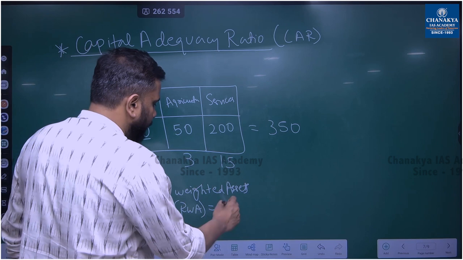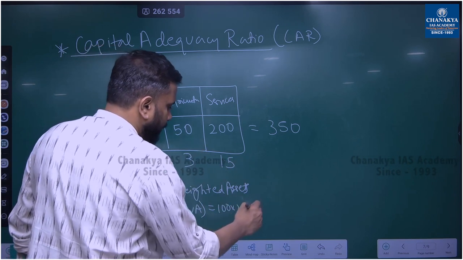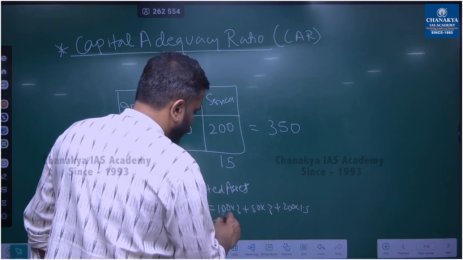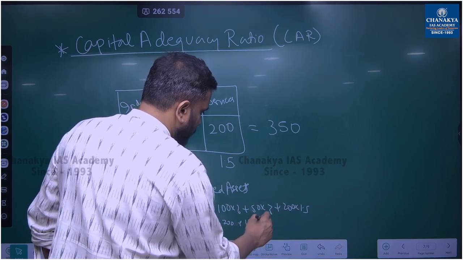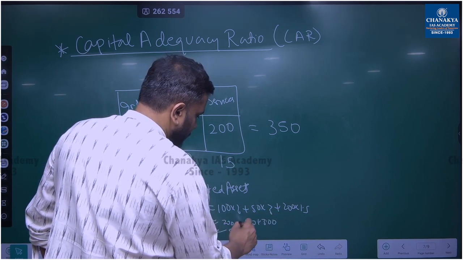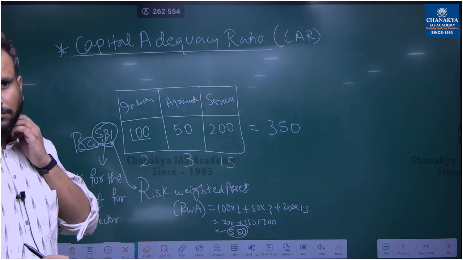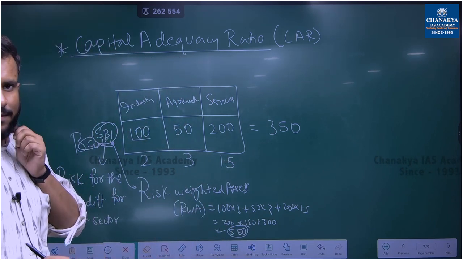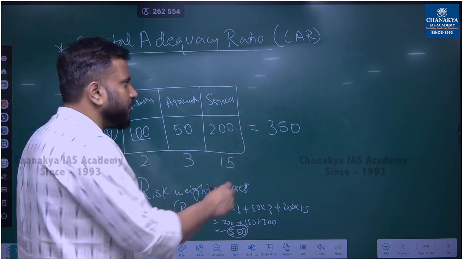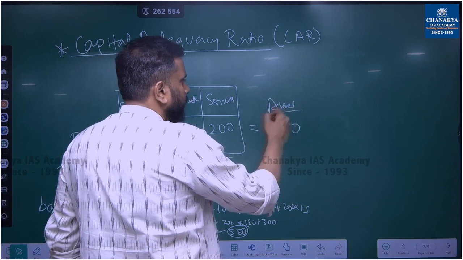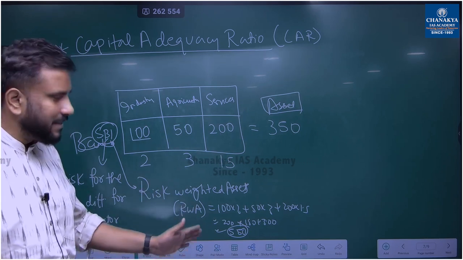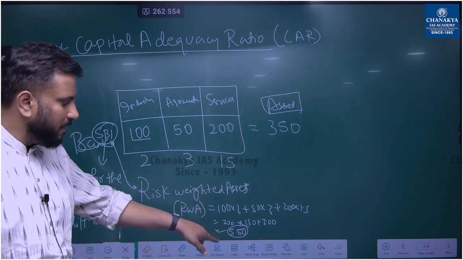So 100 into 2 plus 50 into 3 plus 200 into 1.5. That is equal to 200 plus 150 plus 300. That is equal to 550. ठीक है, so this is the risk weighted assets. पहले कितना था? 350. So this was the asset for the bank initially. But now if you account for the risk to that asset, the new risk weighted assets will be 550.